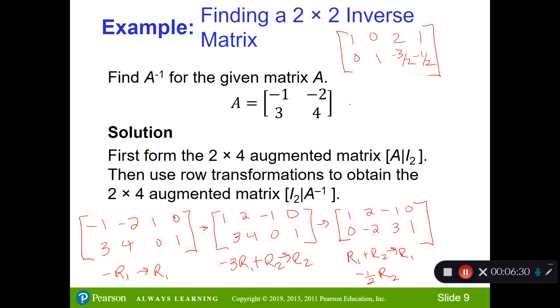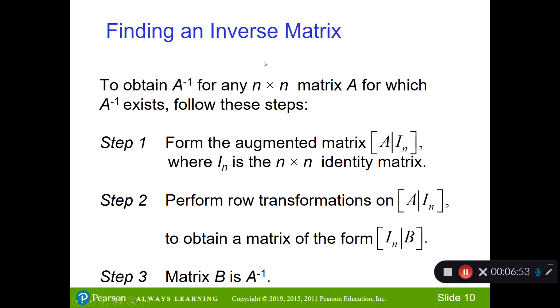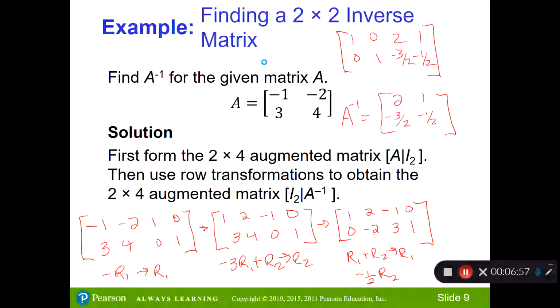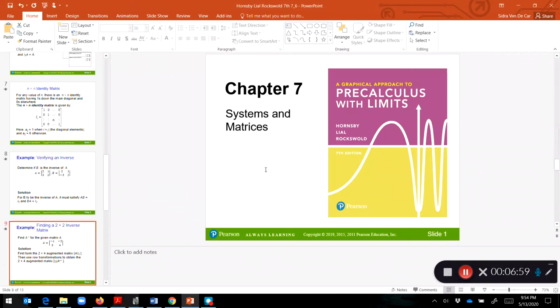So our inverse matrix, which is denoted like this for the inverse matrix, is this portion right here: 2, 1, negative 3/2, negative 1/2. Now I can verify this by multiplying this matrix times this matrix and getting the identity, and the other way around as well, but we're also able to verify it with our calculator. So let me show you with the calculator how to do it.